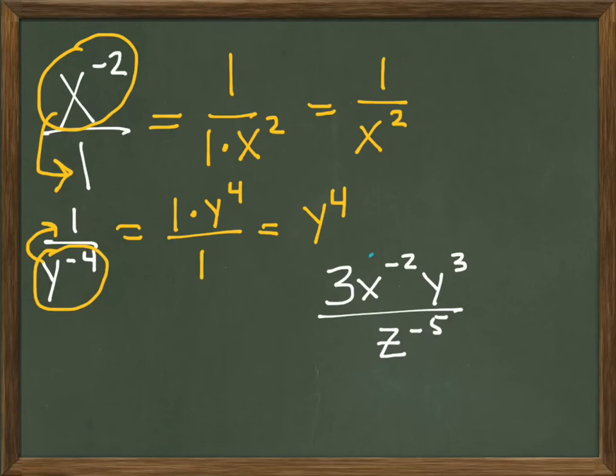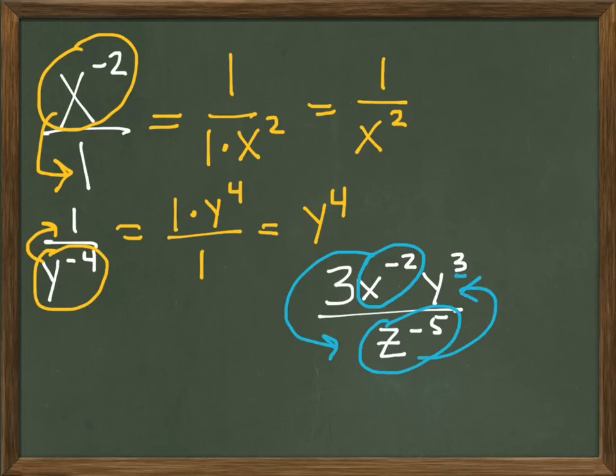You'll notice that x to the negative second power has a negative exponent, but y has a positive 3. So that doesn't need to move. That term can stay exactly where it is. But the z to the negative 5th, that has a negative exponent, that needs to move. So this is going to move down here, and this is going to move up here. Okay? So I only need to move the terms with negative exponents. So the 3 doesn't change.